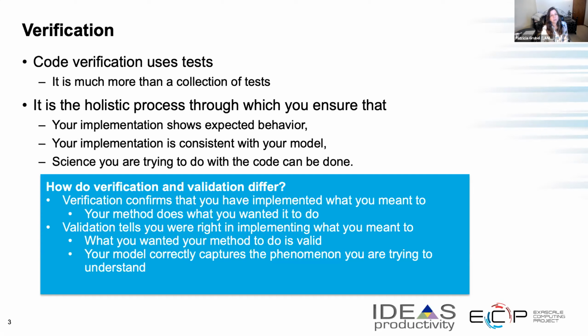So what we're talking about is that with verification, you confirm what you meant to do, and validation is a little bit harder. It is more of an outward-looking process, and it ensures that the scientific phenomenon that you're trying to understand is actually correctly captured in the code. And one thing you can think about when you're doing this is that your model, if your code has been implemented correctly, can either disprove or prove the science that you're trying to verify.